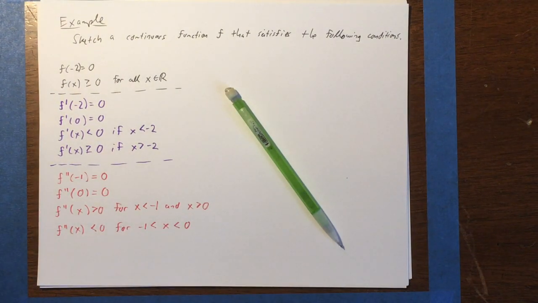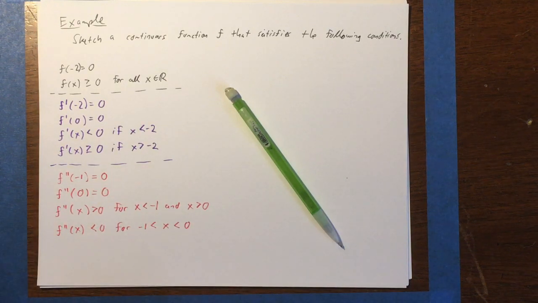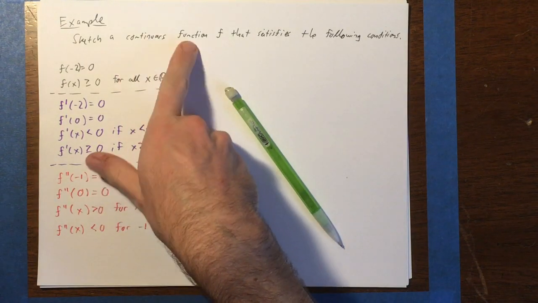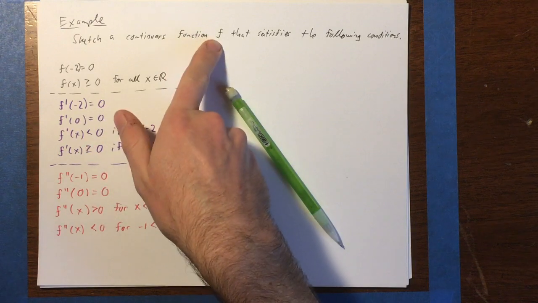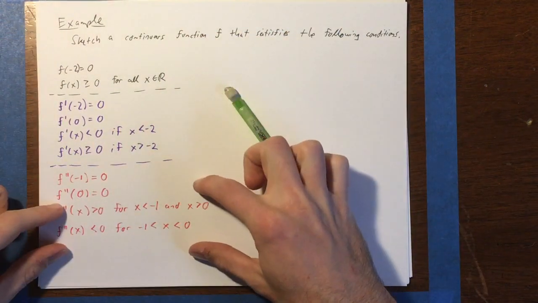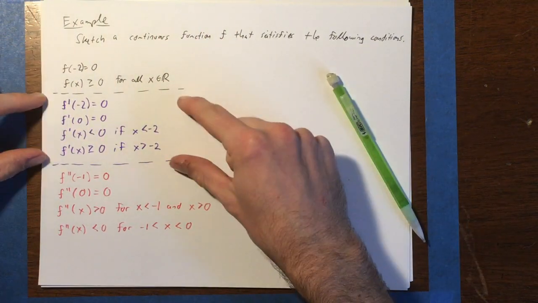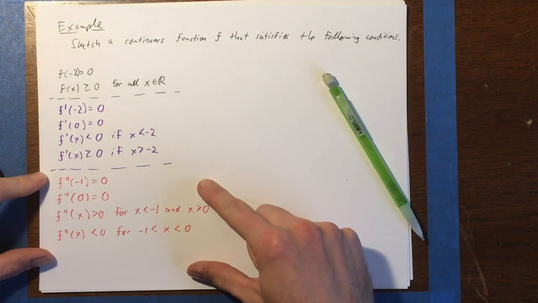Okay, let's do a kind of fun, different example. We're going to take everything we've learned about f, f prime, and f double prime, and put that all together into a challenging puzzle where the goal is to sketch a function. We want to specifically make a continuous function, f, that satisfies the following conditions. I've laid those conditions out and color-coded them: conditions about f, conditions about f prime, and conditions about f double prime.